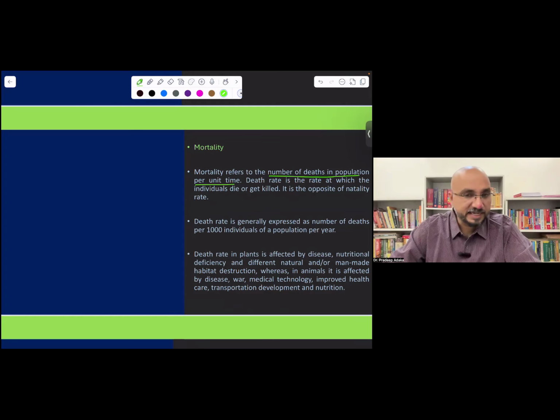Okay, so death rate is the rate at which individuals die or get killed. It is the opposite of natality, the opposite of birth rate, right? Birth rate increases the population, death rate decreases the population. Death rate is generally expressed as the number of deaths per thousand individuals of a population per year, same as natality. Death rate is also calculated similarly.